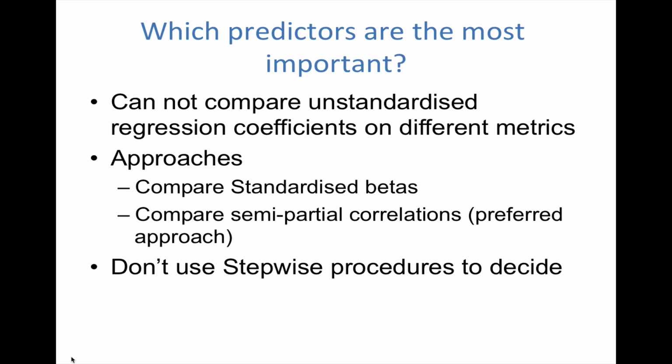A related approach that will often give you similar answers is to look at semi-partial correlations. I think that's probably slightly more defensible, and we'll look at some examples of that. And one approach I probably wouldn't recommend doing is what's called stepwise regression, where you just let an algorithm decide which predictors to include in your model. That can be a bit arbitrary.